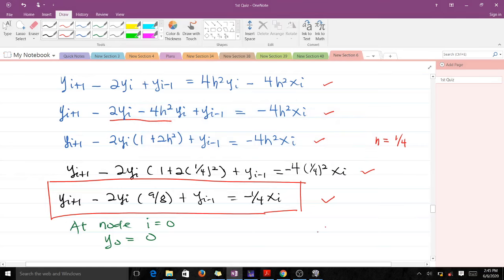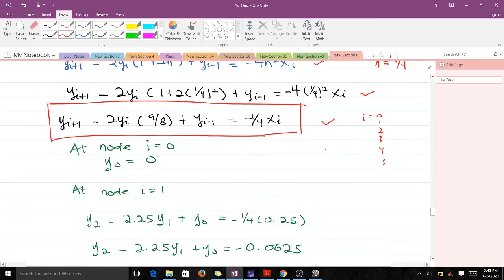We had 5 different nodes, so with i equals 0, 1, 2, 3, 4, and 5. So we are supposed to find equations for our finite difference equation at all these nodes. At the node i equals 0, it is going to give us y0 equals 0. That's the starting initial boundary condition which was given to us. So at i equals 0, y0 equals 0. Recall that the boundary conditions were y of 0 equals 0 and y of 1 equals 2. So at the node i equals 0 is going to be this.